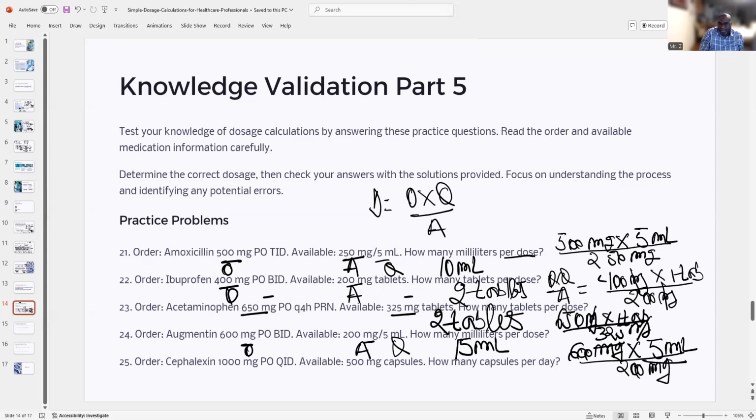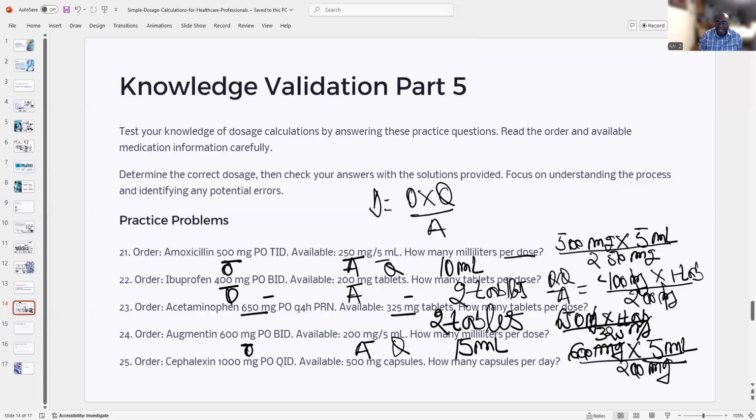But Mr. Ziba, why don't we multiply by 2? It's because you're solving for a single dose. If the question was, what would you give in a 24-hour period, or what would you give per day? That's when you're going to take the 15 milliliters and multiply that by BID, which is 2 times a day, and it will give you 30. But in this case, they did not.